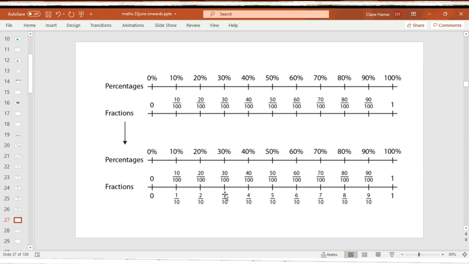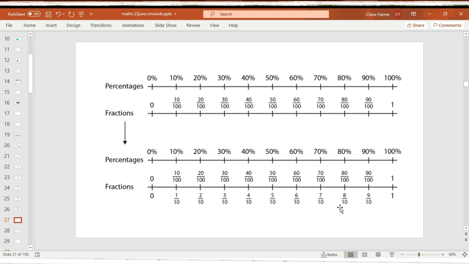Can you remember what the decimal equivalents were for 1/10 and 2/10 and 3/10? What were they? Because I know you wrote big lists last week and you made some revision notes. Lots of you are writing down that 0.1 equals 1/10. Well, now you can add to your revision notes because now you know that 0.1 equals 1/10, which equals 10 hundredths, which equals 10%.